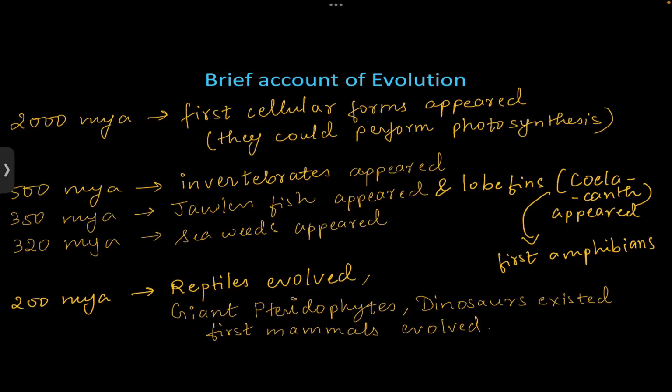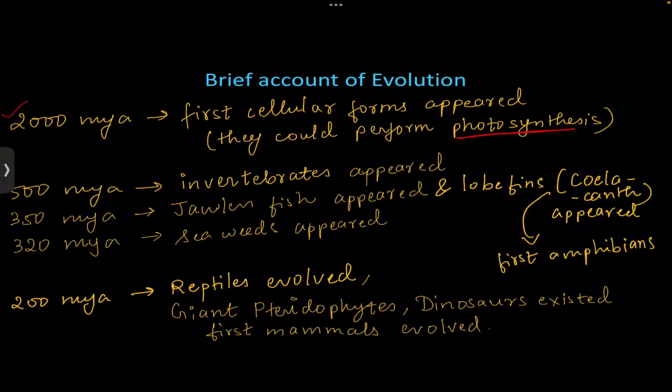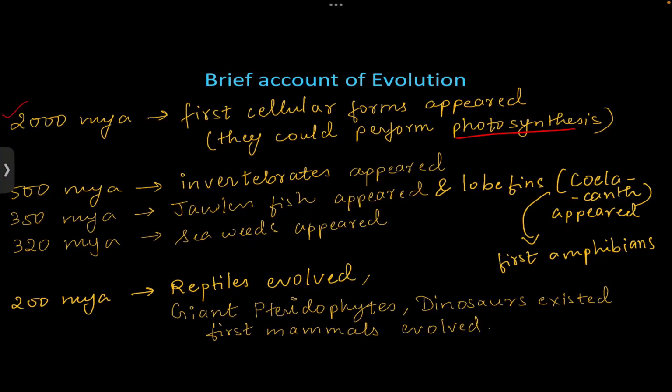So the first cellular life form appeared around 2000 million years ago. Some of these cellular life forms were obviously single celled, but they could perform a process quite similar to photosynthesis, because of which they could release oxygen. Then 500 million years ago, the invertebrates appeared. The invertebrates lived in water bodies only.